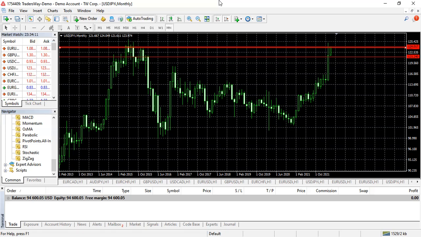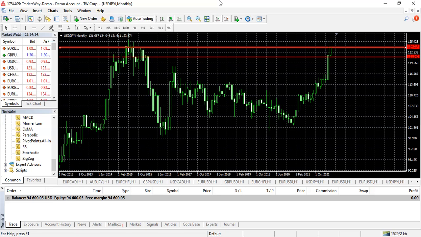Another point here is you have enough money in your account. And the fourth point here, you are very calm and patient. As a position trader, you have to be very calm and patient, because you have to keep your trade open for a long period of time.